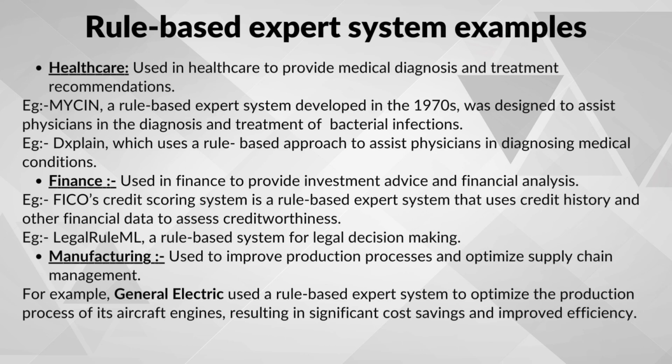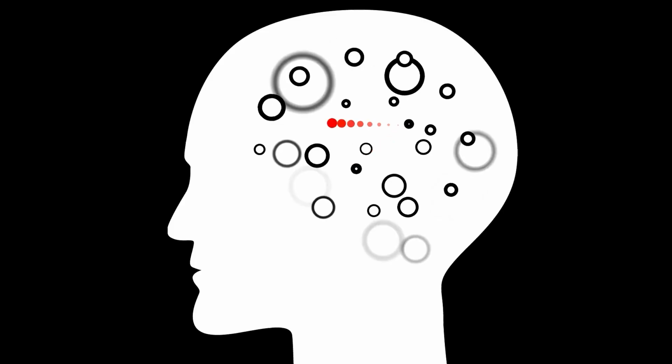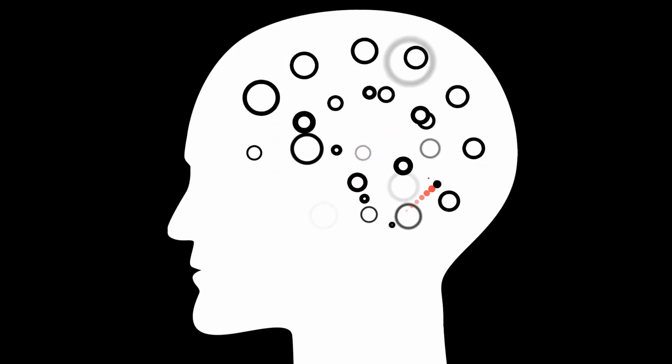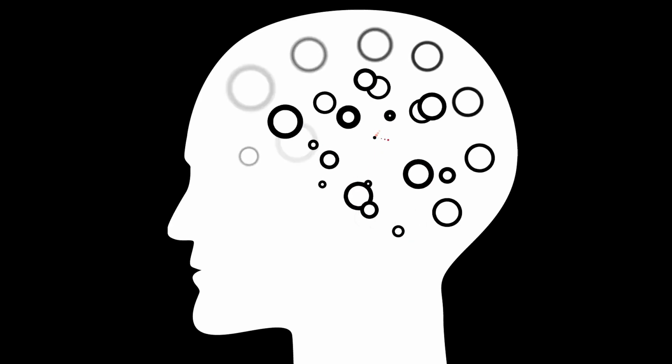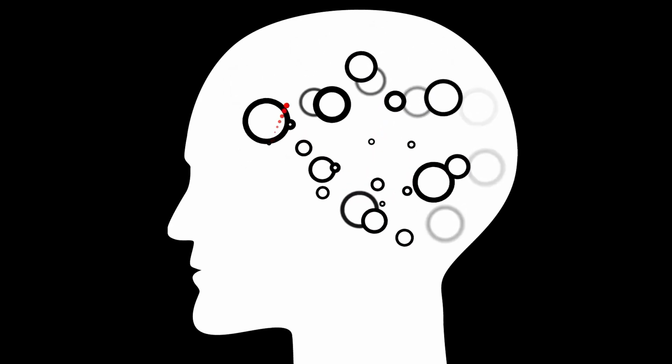These examples highlight the power of rule based expert systems to capture domain specific knowledge, apply logical reasoning and provide valuable insights and recommendations. So, rule based systems have proven to be effective tools for decision support and problem solving in various industries, making them an integral part of the broader field of artificial intelligence.